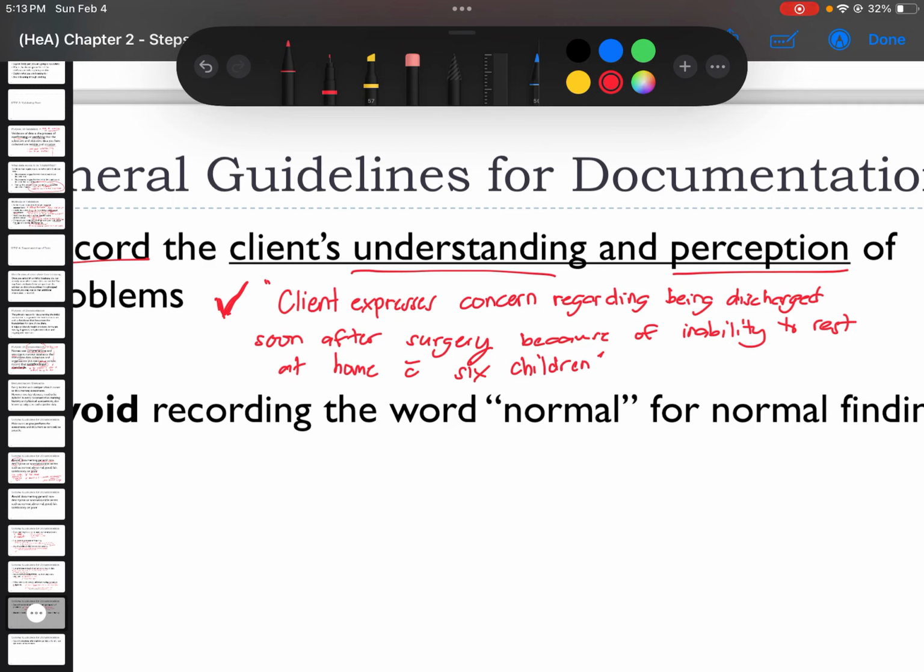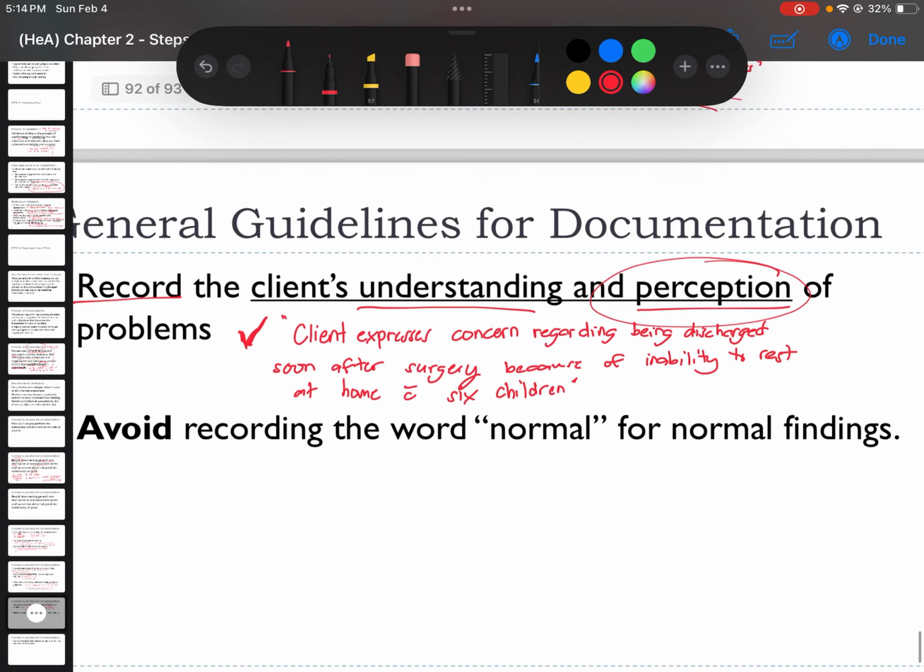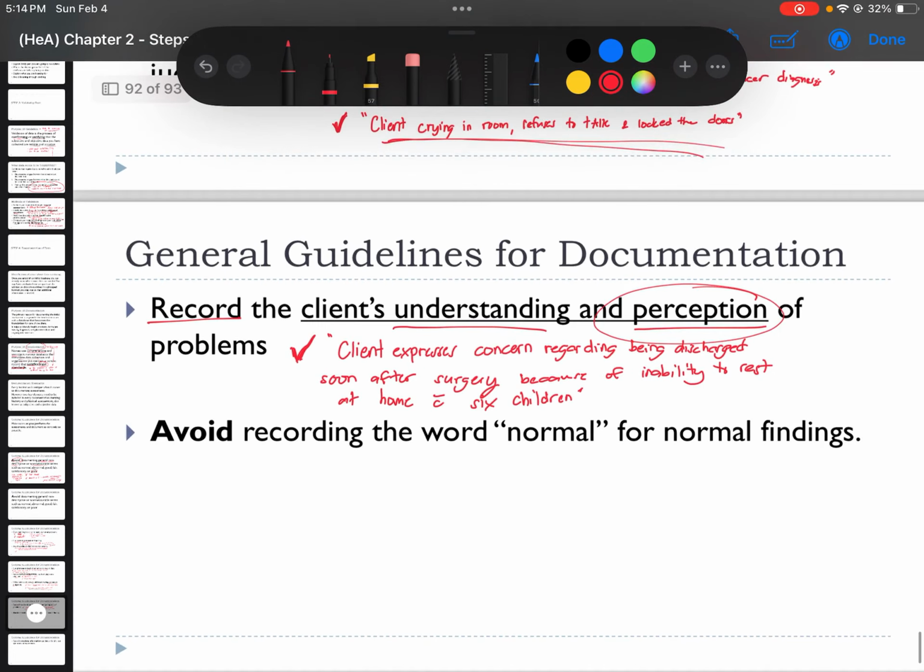Oh my God. Okay? The client expressed concerns regarding being discharged soon after surgery because of the inability to rest at home with 6 children. Okay? In this instance, class, I am recording how they perceive their situation. Now, this is important because it not only tells us something about their situation outside of the hospital, but it gives us the opportunity to help them or to find solutions for this problem. Okay? That is part of what we call our discharge planning. This is often overlooked, no?